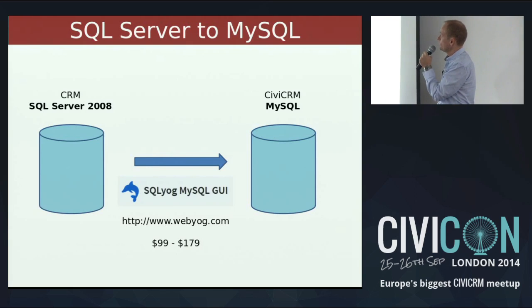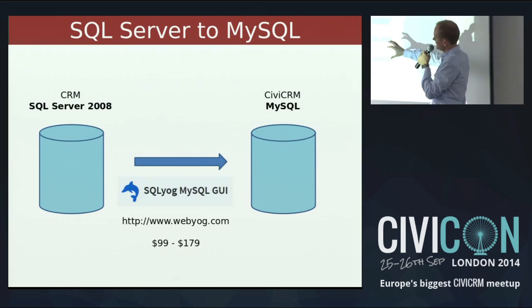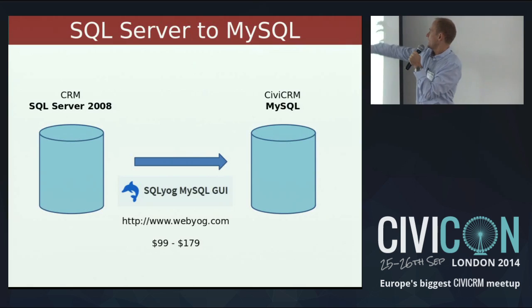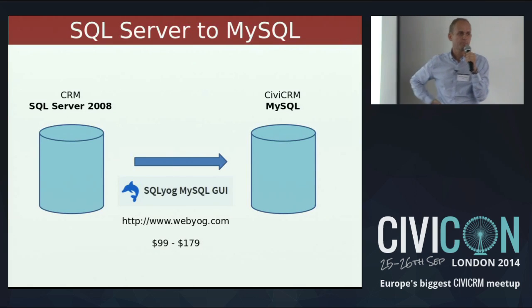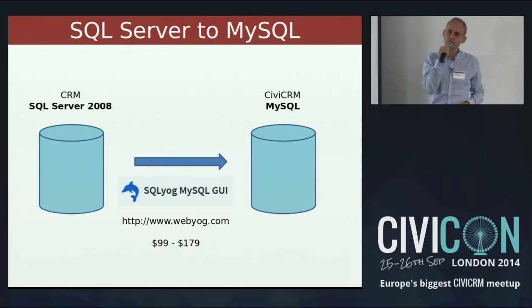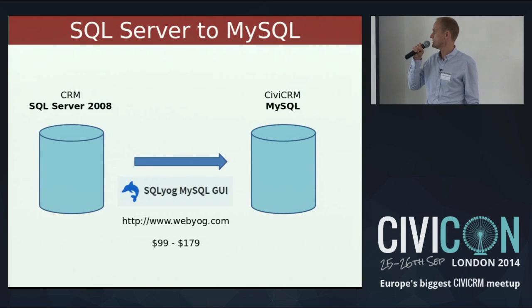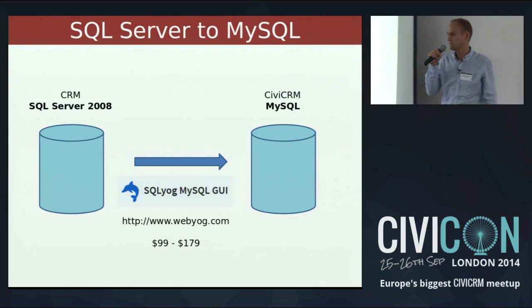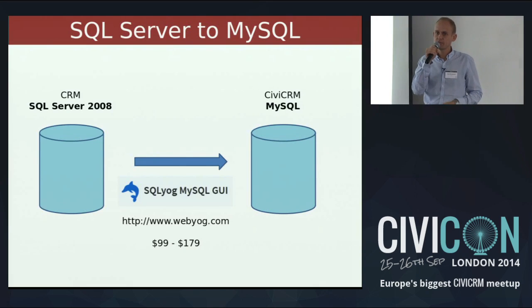So the real goal of our migration project was to get the data stored in our SQL Server 2008 database and move it to CiviCRM. And we thought that it would be easier if we could copy that SQL Server 2008 database to our migration server and put it already in the MySQL format, which is the format of the CiviCRM database. And we were lucky because with the DBA tool we use, SQL Yog, we could easily copy the data from the SQL Server database to a MySQL database.